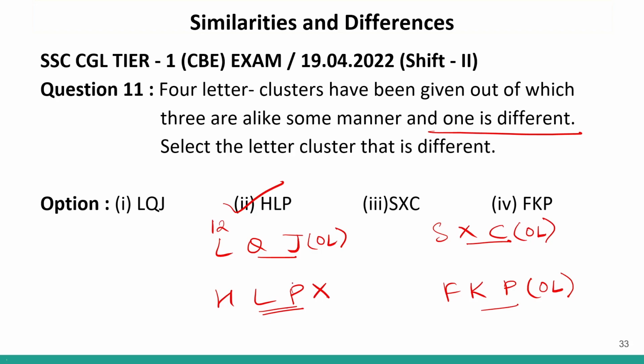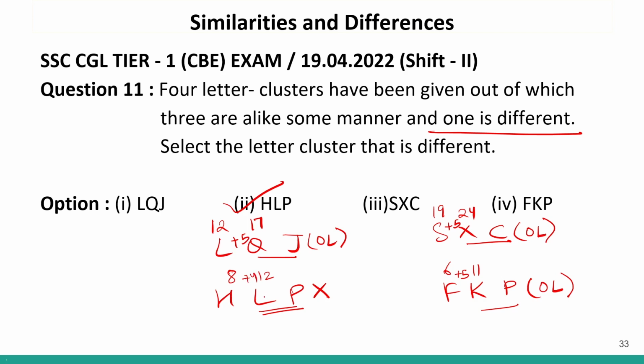Let us check otherwise also. So Q is positioned at 17. So I see an increment of 5 positions. Similarly, this is 19 and this is 24. So this is also an increment of 5 positions. Correct? Now F is 6. This is 11. So increment of 5 positions. And H is 8 and L is 12. So an increment of 4 positions.